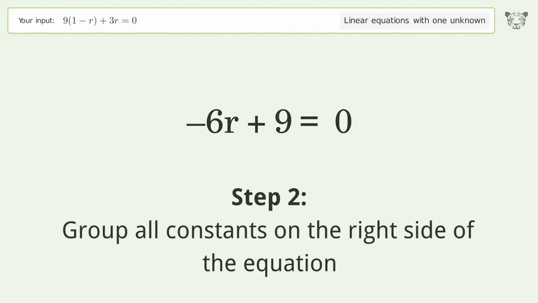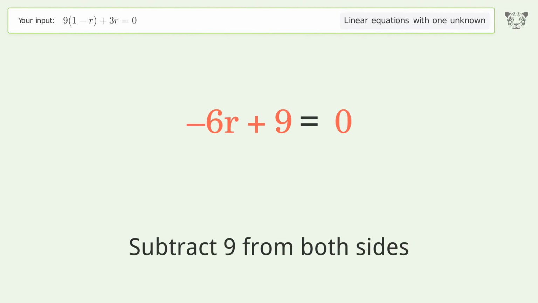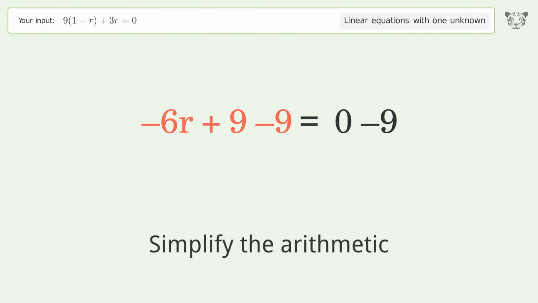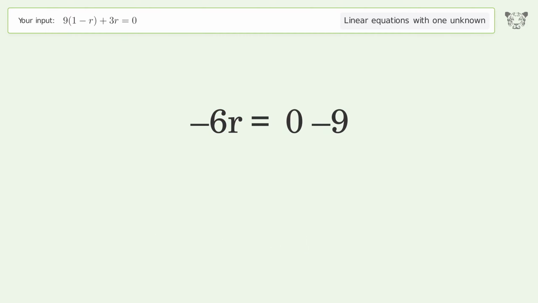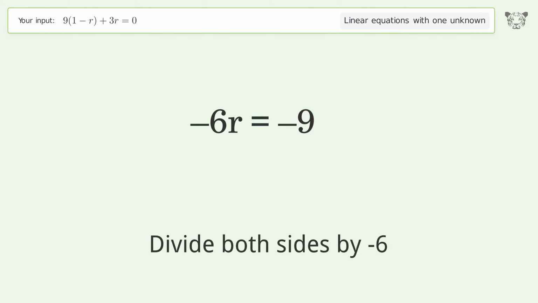Group all constants on the right side of the equation. Subtract 9 from both sides. Simplify the arithmetic. Isolate the r. Divide both sides by -6.